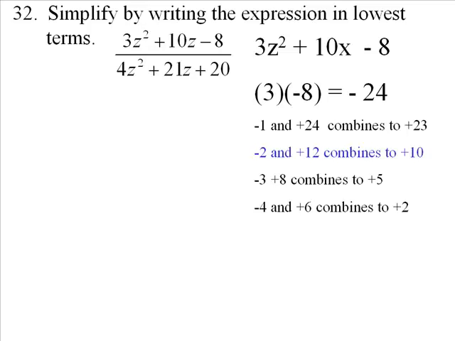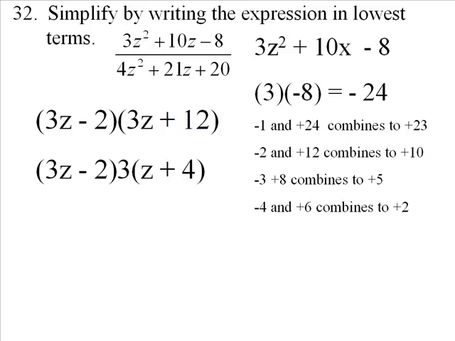The one we want to use is the one that gives us the 10, because we have a 10z up there. So we'll write 3z and 3z, and we'll write negative 2 and plus 12. On the right factor, we'll factor a 3 out. 3 times z is 3z, and 3 times 4 is 12, and we'll throw away the 3. So we're left with 3z minus 2 and z plus 4. And that's my numerator.